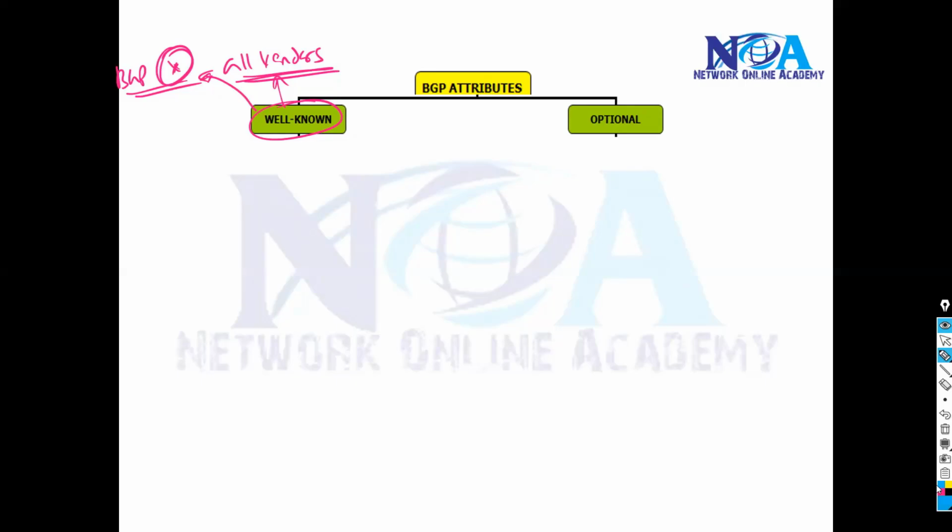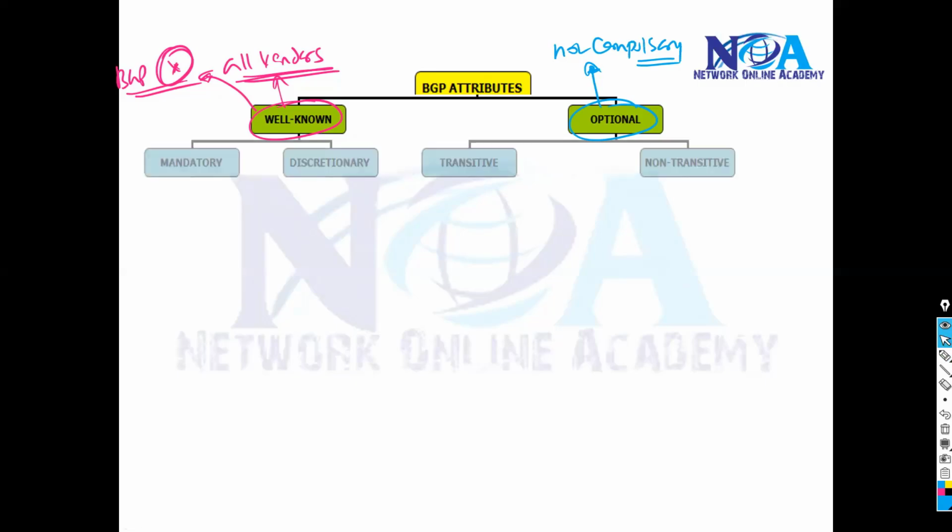In terms of behavior, optional attributes are nothing but not compulsory. There are some attributes which are not compulsory to implement, meaning you don't need to configure them. They are optional. You know the meaning of optional: not compulsory. So these are the 2 main categories, and within this main classification there are sub-classifications. In total there are 4.